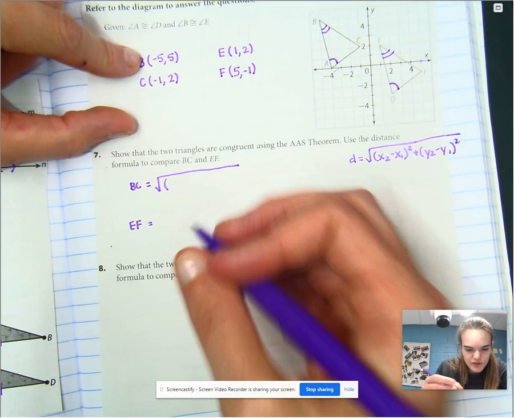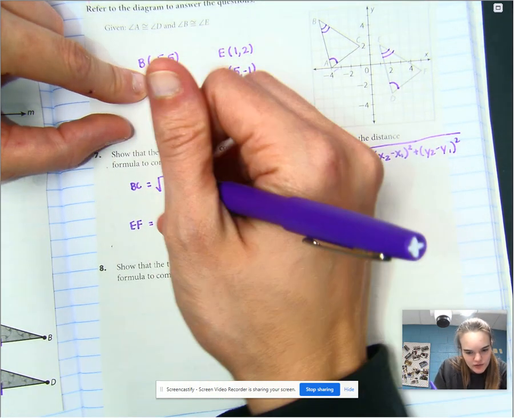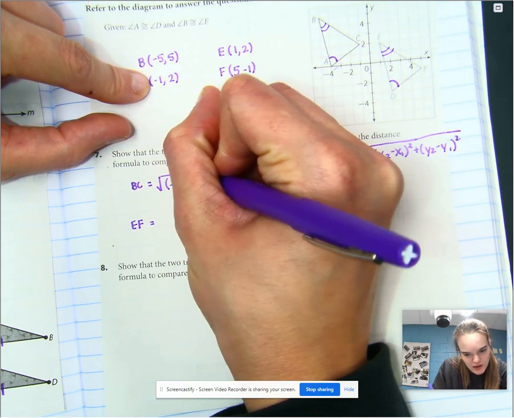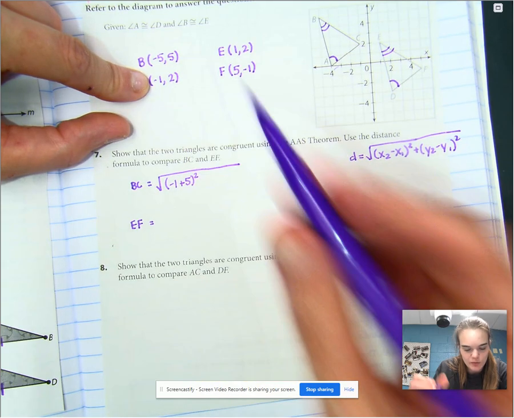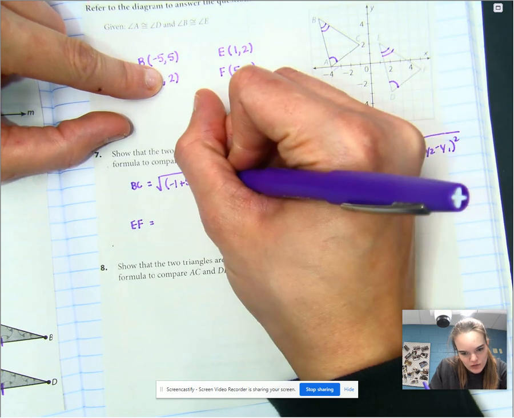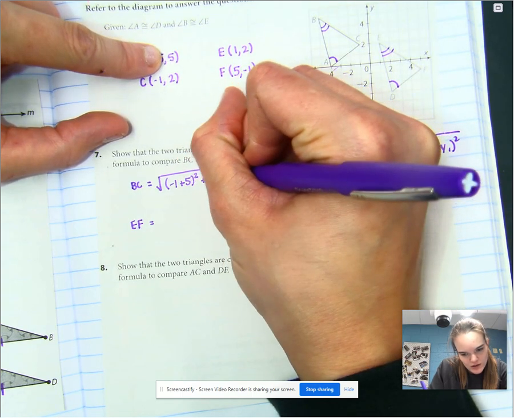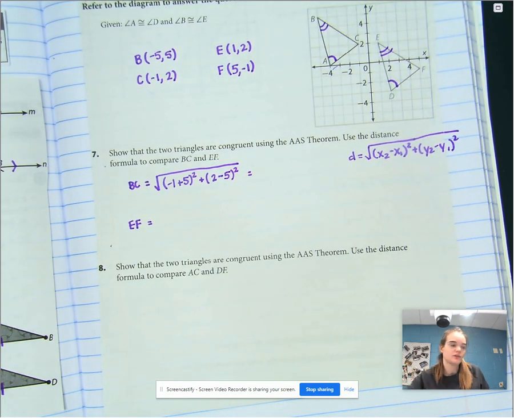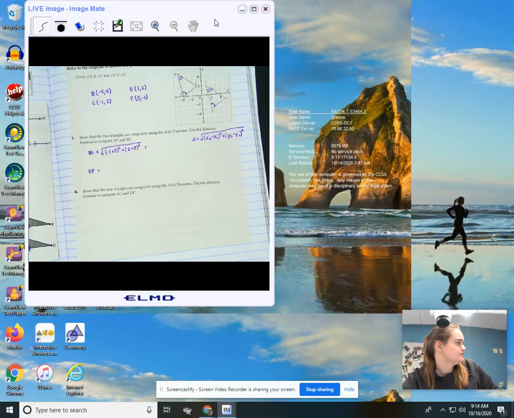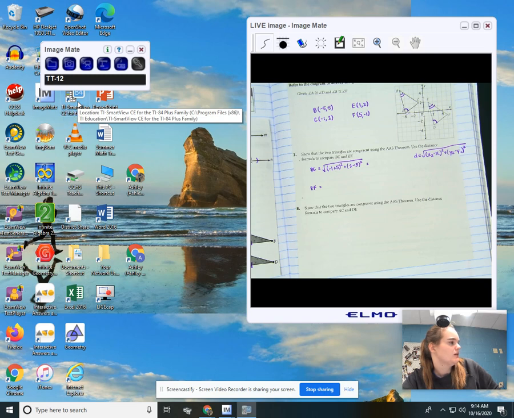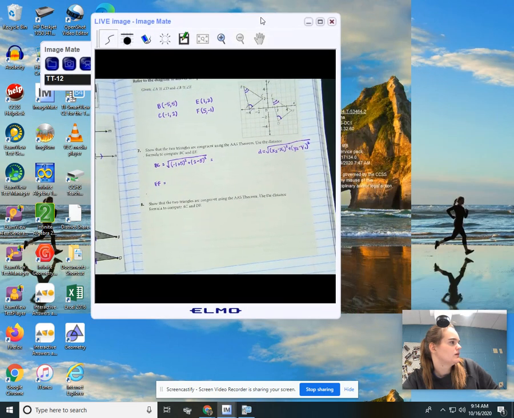Okay, so let's set it up. BC. So x2 minus x1, and I have plus because negative, negative makes positive, plus y2 minus y1. I'm going to plug that in the calculator just like it is, perfectly like it is, so that I don't make any small mathematical mistakes here.